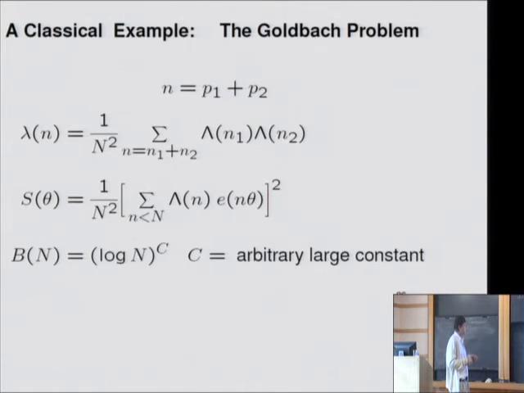So let me tell you, if you're not familiar with it, one typical problem which looks exactly like, at least in spirit, the type of stuff we want to do here: the Goldbach problem. You'd like to say that every even integer is a sum of two primes, and moreover that they are nicely distributed. So you take lambda n to be the usual expression that describes the sum of two primes, and you get the corresponding exponential sum.